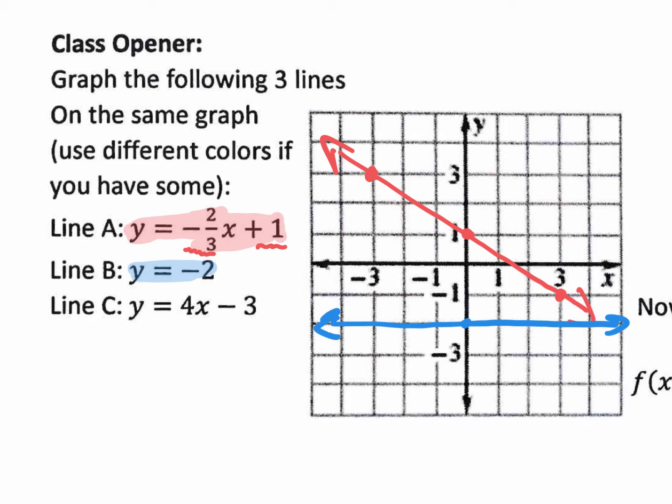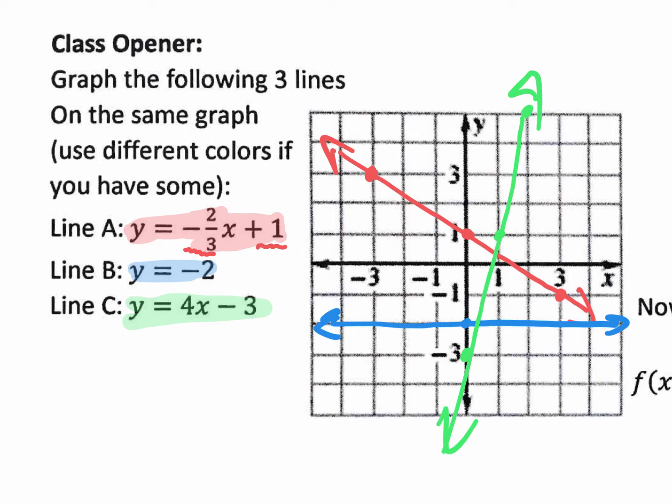Line C, I want to do that one in green, I guess. Y equals 4x minus 3. So it crosses at negative 3. From that point, I go up 4, 1, 2, 3, 4 over 1. Continue to go up 1, 2, 3, 4 over 1. And there's my line. Whoops, that was ugly.